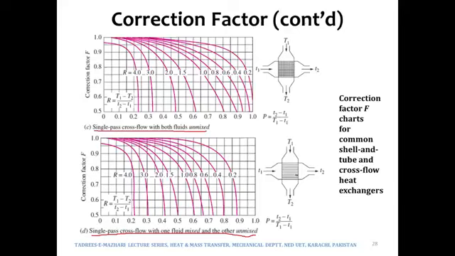And over here small t refers to the inlet and exit temperatures. Small t1 and small t2 refer to the inlet and exit temperatures of the fluid which is unmixed, because its direction has been fixed. Whereas capital T1 and capital T2 refer to the inlet and exit temperatures of the fluid which is mixed, because this does not have that particular pattern. So we will at the end be reading out the correction factor from the y-axis.